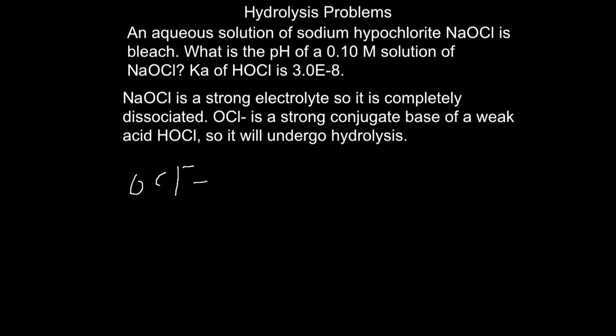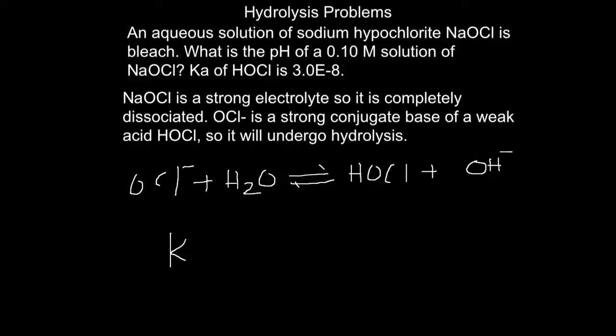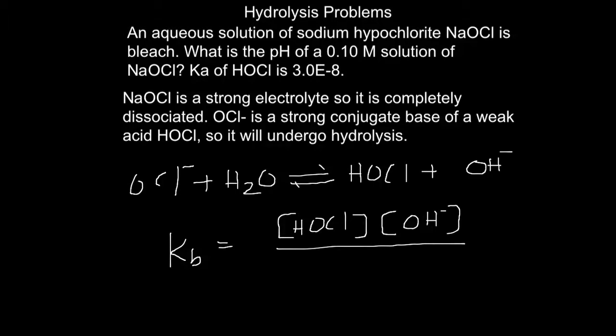If you dissolve sodium hypochlorite in water, it dissociates completely into Na+ and OCl- ions. The OCl- ion undergoes hydrolysis according to the equation OCl- plus H2O, reversibly giving HOCl plus OH-, which indicates that the product is a base. Therefore, the solution will be basic. We can write a Kb expression for this reaction: Kb is equal to [HOCl][OH-] divided by [OCl-].